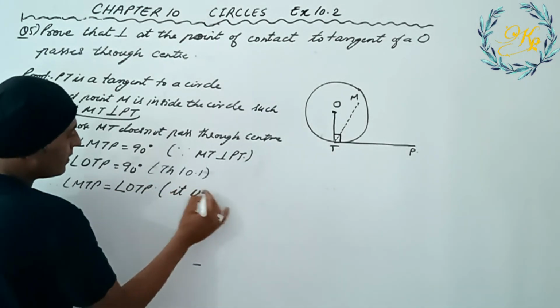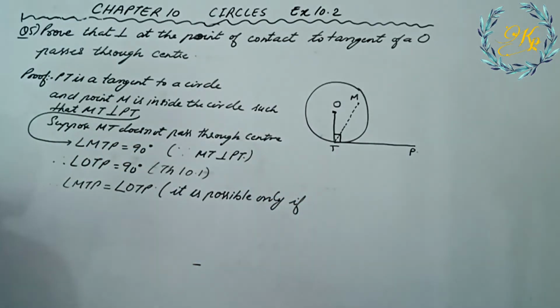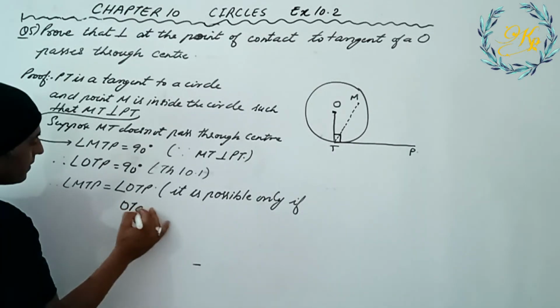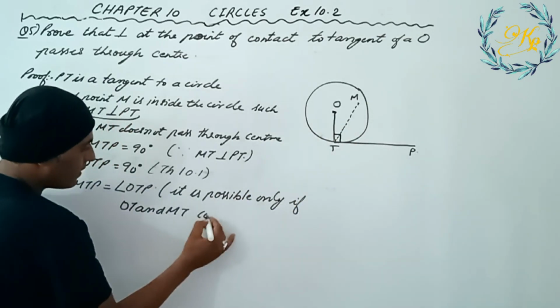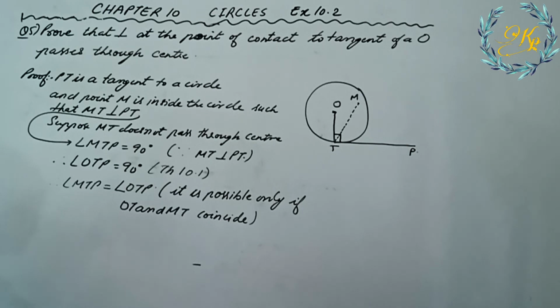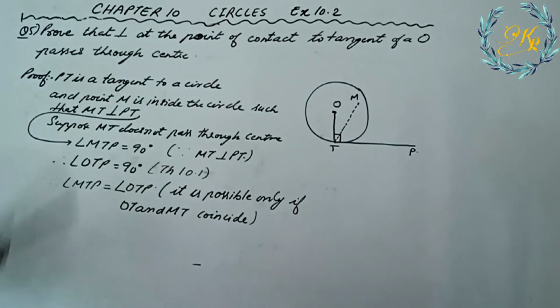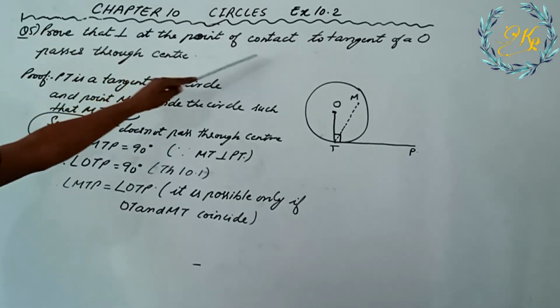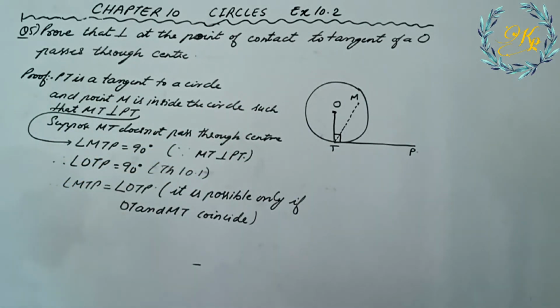Okay, this condition is possible. You write here. It is possible only if OT and MT, these two lines, OT and MT, they coincide. Coincide means they overlap each other. They are over each other. Okay, only then they can pass through. That means the point M, the line MT, should pass through the point O. Alright, hence we can say that the perpendicular at the point of contact to the tangent of a circle passes only through the center of circle and not anywhere else. This marks the end of the sum.